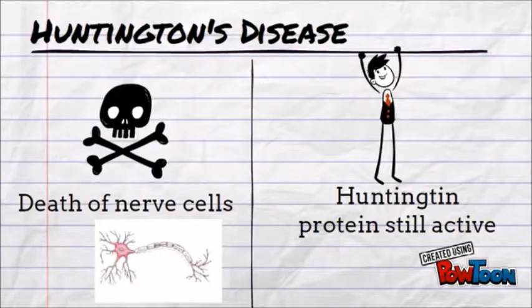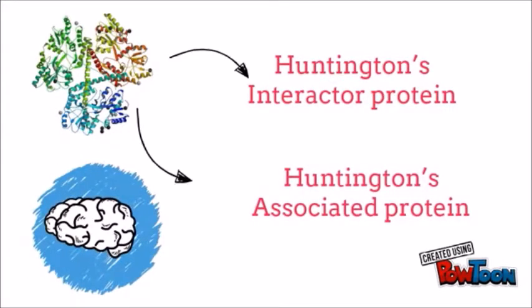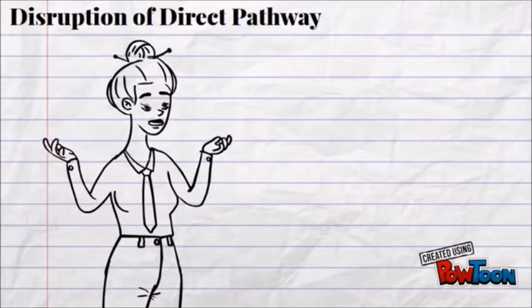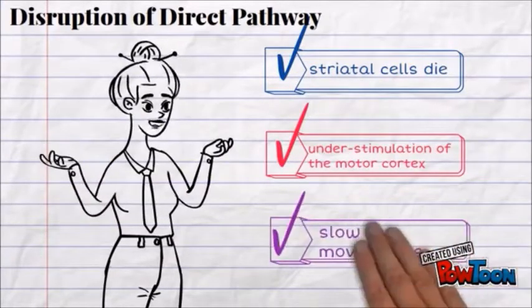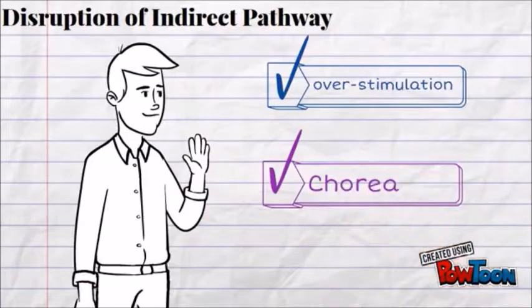This is due to the interaction between the Huntington protein and two other proteins, Huntington's interactor protein and Huntington's associated protein, that are only present in the brain. Therefore, the defective Huntington protein affects only the brain. The defective Huntington protein is known to bind to Huntington's associated protein, causing the death of striatal and cortical cells. The direct pathway is disrupted when striatal cells die, causing the understimulation of the motor cortex. This causes the symptom of slow movements, whereas the indirect pathway, when disrupted, involves overstimulation, causing chorea.